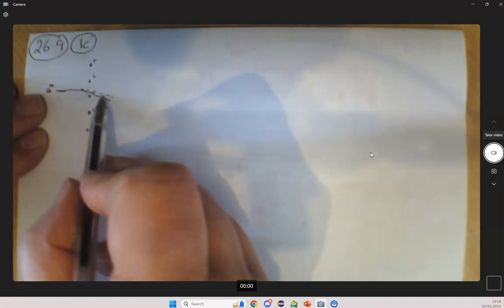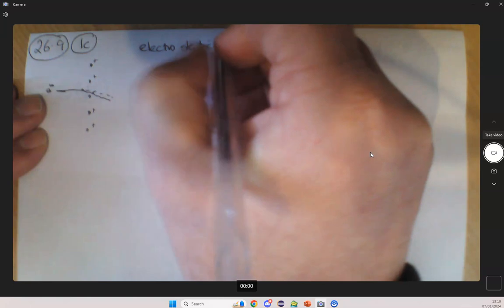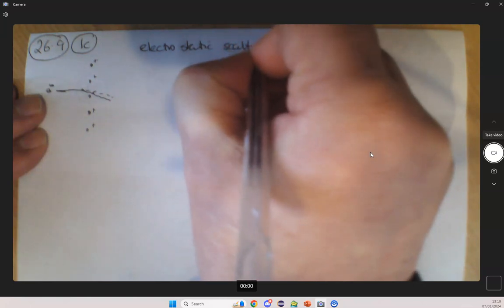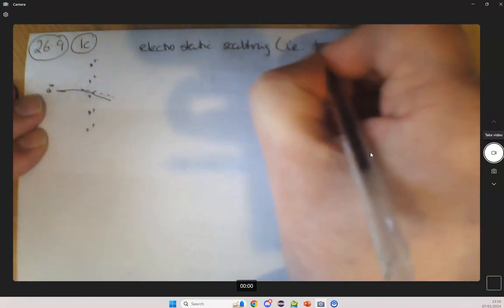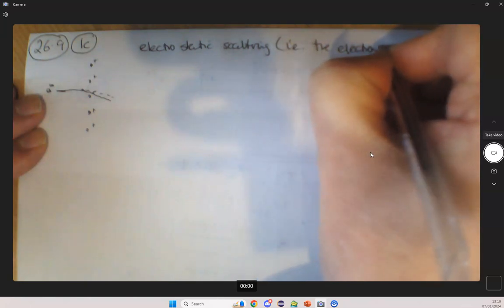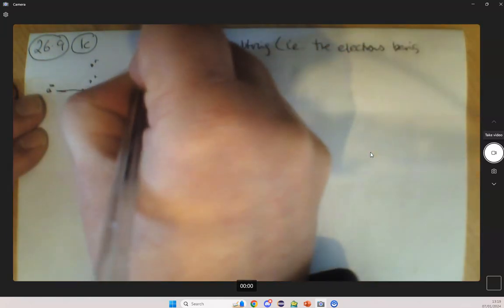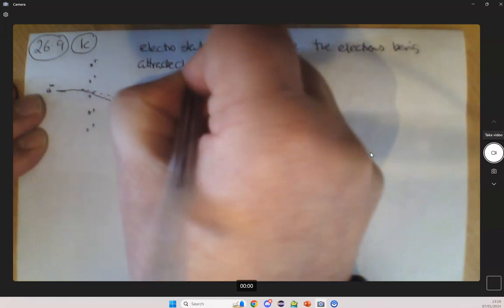So, if I fired it faster, the time it would be experiencing that force would be smaller, so there'd be a smaller impulse, and therefore a smaller change in direction. So the first thing we're worried about here, in terms of why the velocity is important, is the electrostatic scattering, i.e. the electrons being attracted to the nucleus.